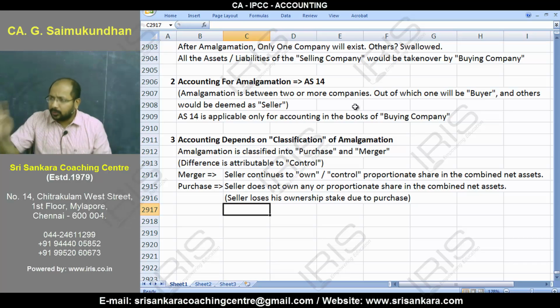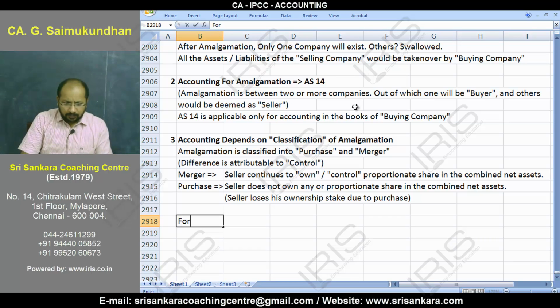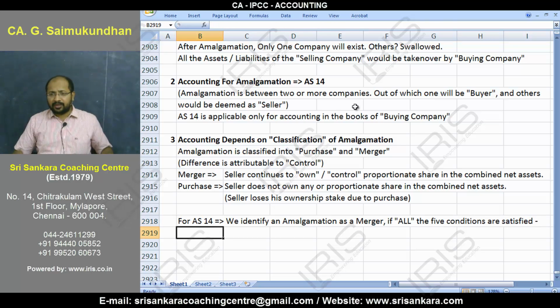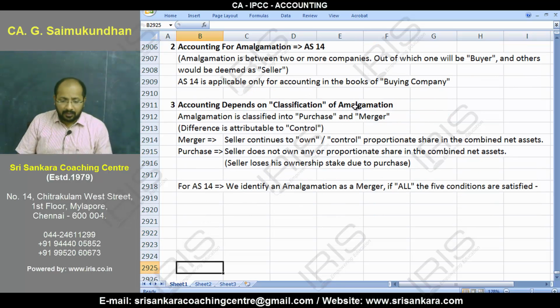Loses, don't think that absolutely lost, seller substantially lost also. We'll see all this. This is your conceptual base. For AS14, we identify something as a merger or amalgamation as a merger if all the 5 conditions are satisfied. We list down 5 conditions. We'll go about knocking them off one by one and then proceeding further.